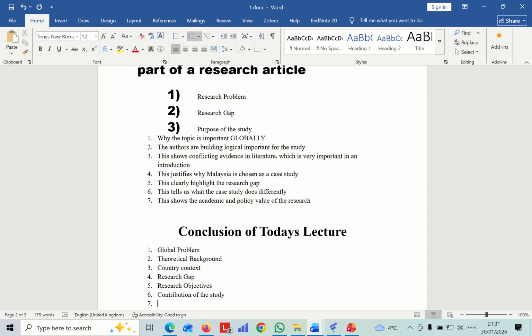If you learn to identify these elements, you can easily understand the research paper introduction.